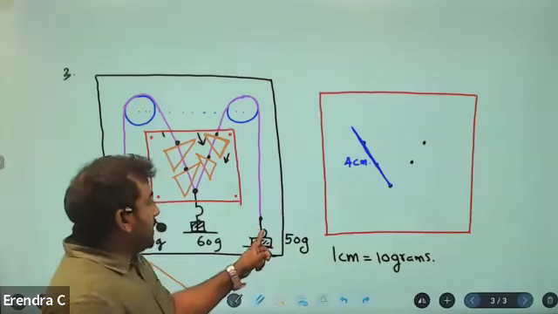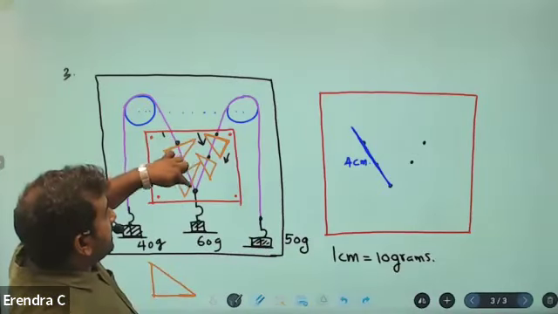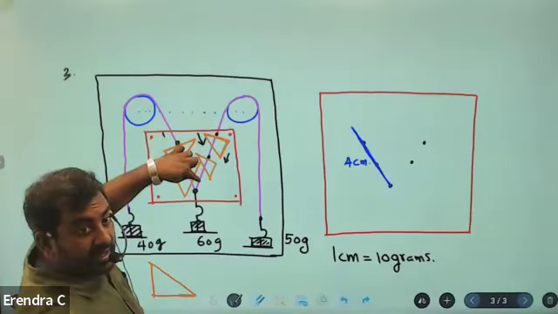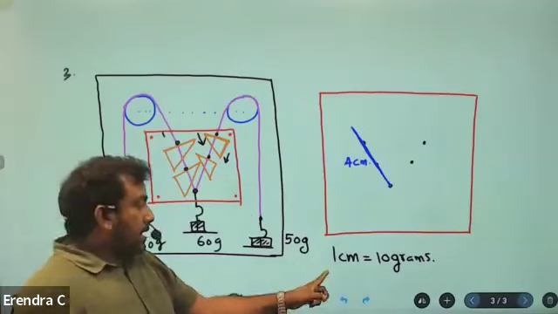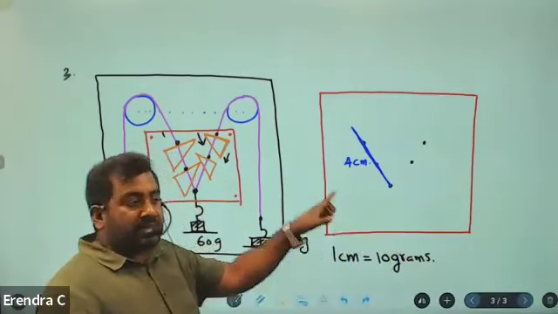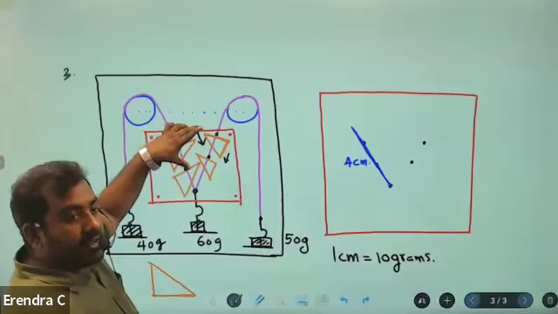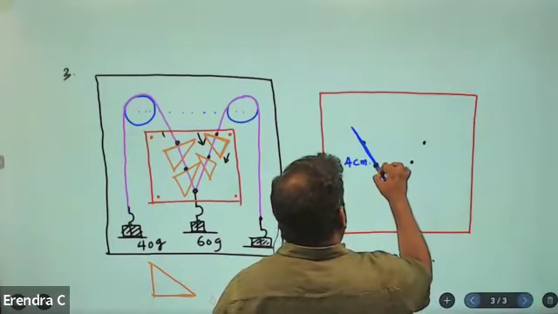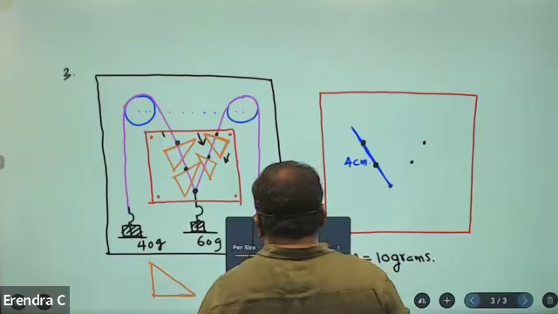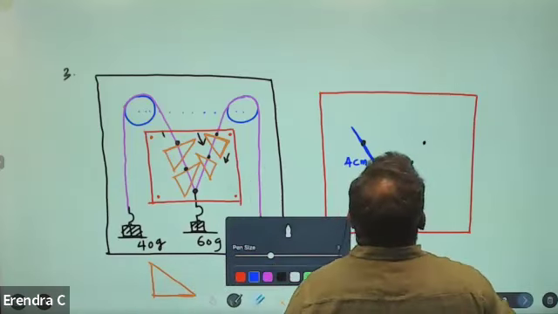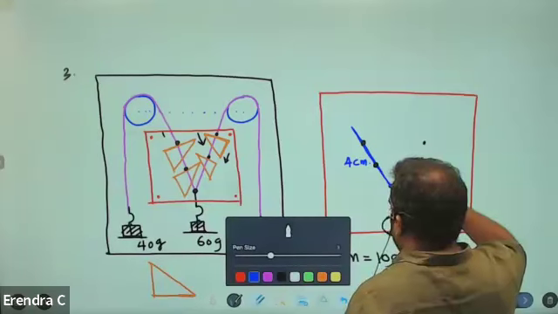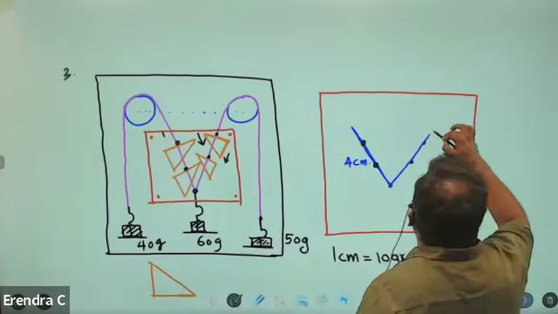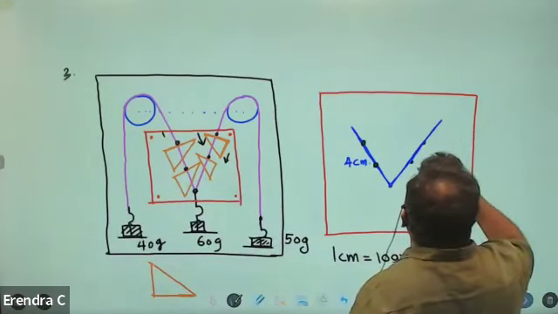Now tell me, what can you say about this string segment? What's the weight there? 50 grams. 1 centimeter is 10 grams, so what's the length representing the weight? 5 centimeters. So here you have the points. I'll join it here. 5 centimeters.